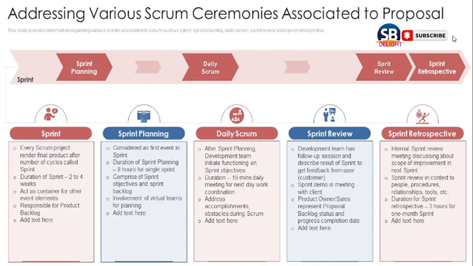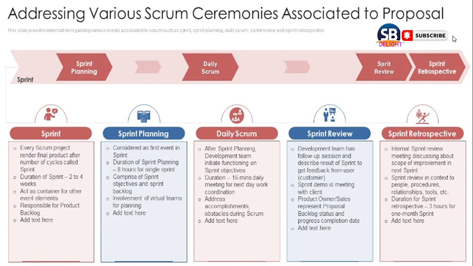Second, sprint planning is considered the first event in a sprint. During sprint planning, for a single sprint it will take a minimum of 8 hours duration and comprises sprint objectives and sprint backlog. Fourth one, involvement of virtual teams for planning. If we need to add something here, we will add some text here itself.